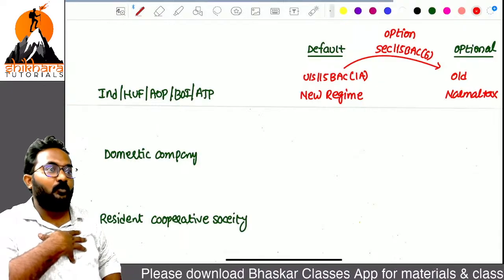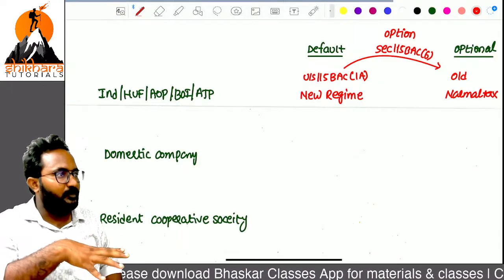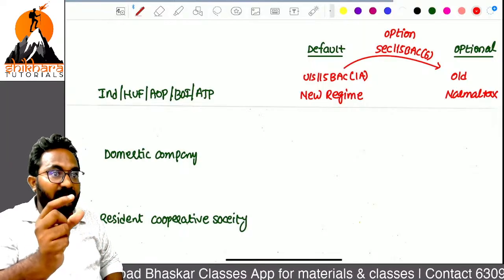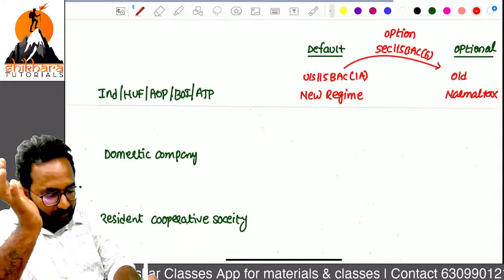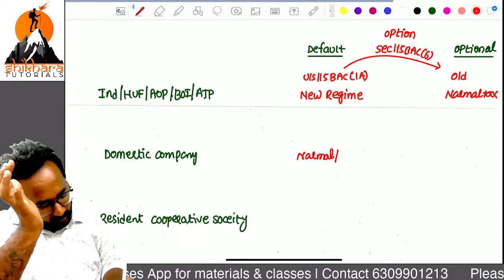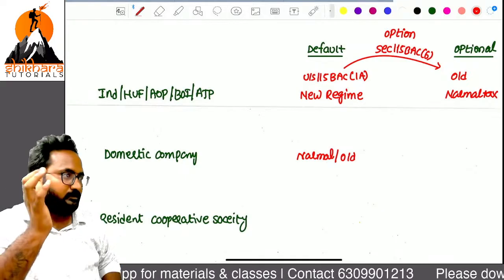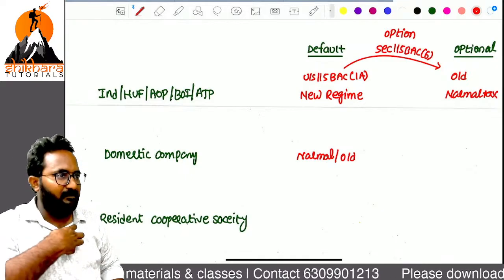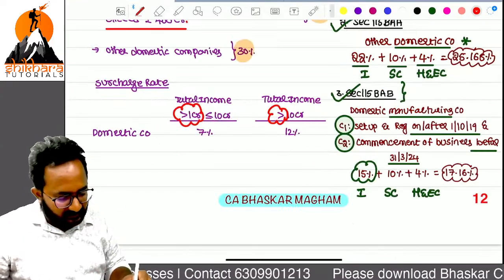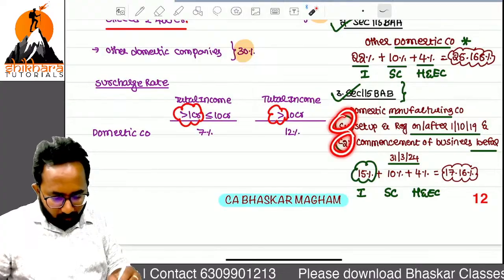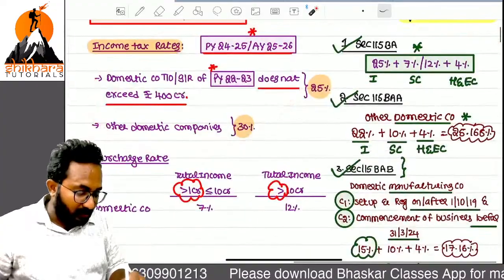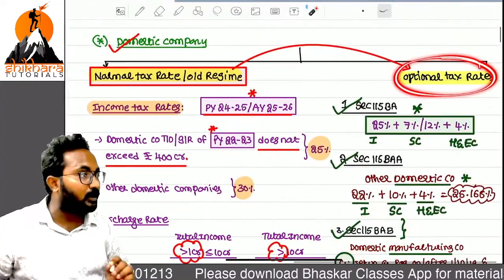Companies, that too domestic companies. If you open the income tax website and give the total income, by default, which tax rates will they take? Normal, or we can call it old. Sir, no, sir. We have a manufacturing domestic company, and these two conditions are also satisfied. I don't want to follow this one, sir. I want to shift from these to 115BAB. Now it becomes optional.